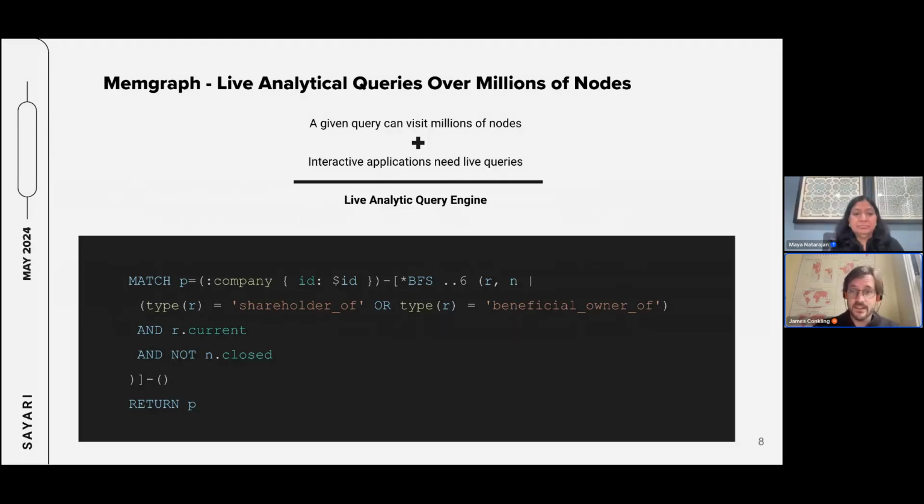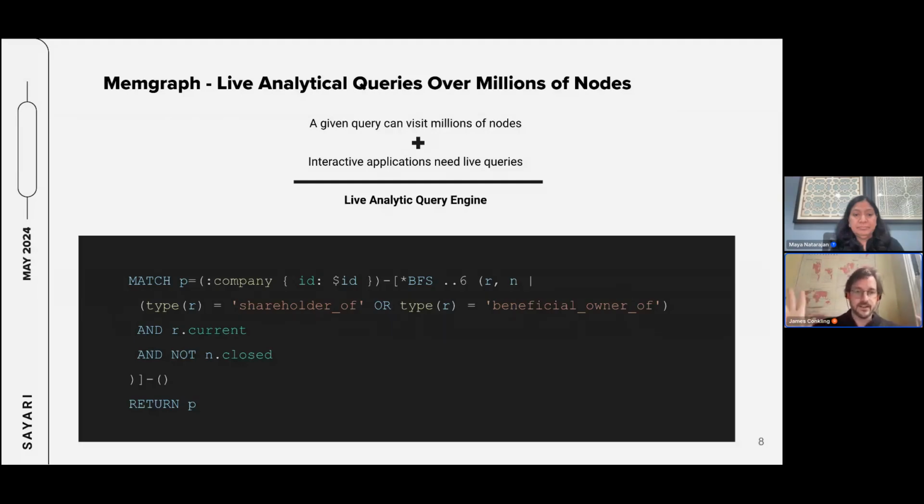And as you can see, 1 billion nodes is absolutely not a trivial workload. And this is all living in memory in Memgraph. We haven't even had to touch the on-disk transactional mode. This is all in memory.